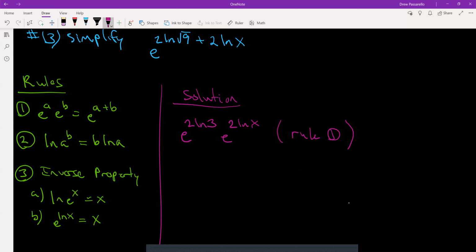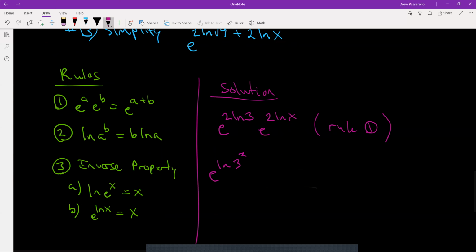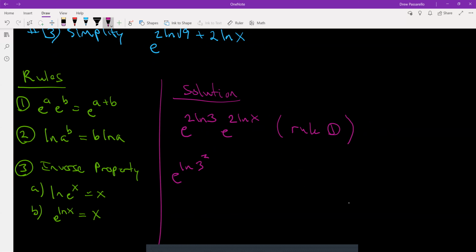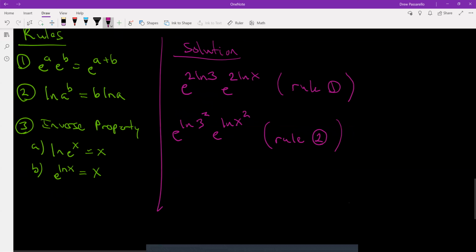All right, what else can I do? So I'm going to bring this 2 up to where it'd be e to the natural log of 3 squared. That's just using the second rule. And then times e to the natural log of x squared. And that's just using rule 2 on the left. Well, what is 3 squared? That's 9. So this is e to the natural log of 9, and then e to the natural log of x squared.